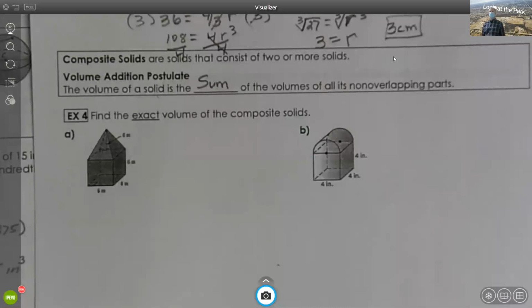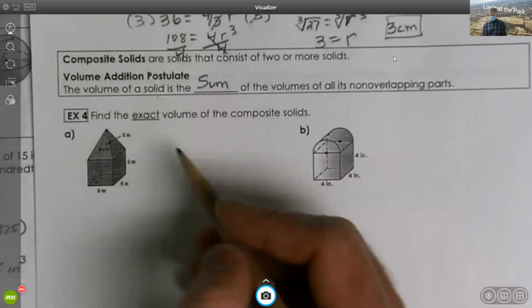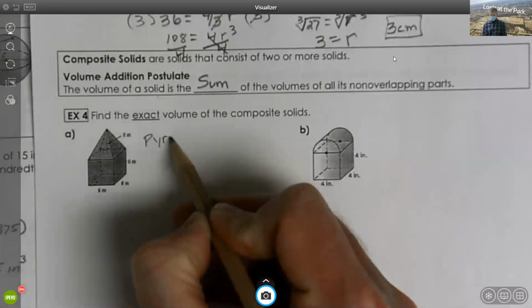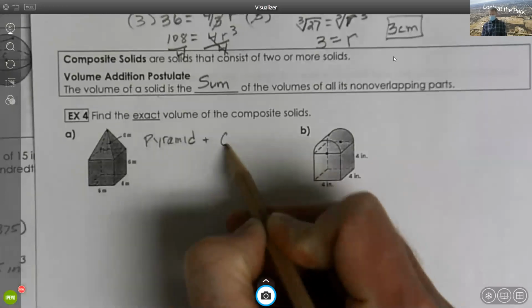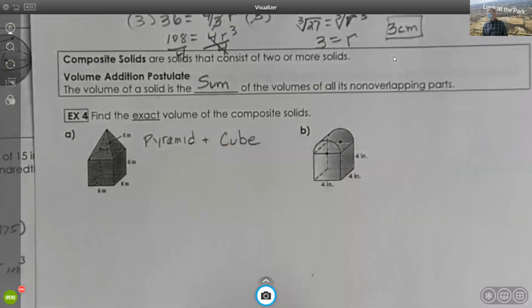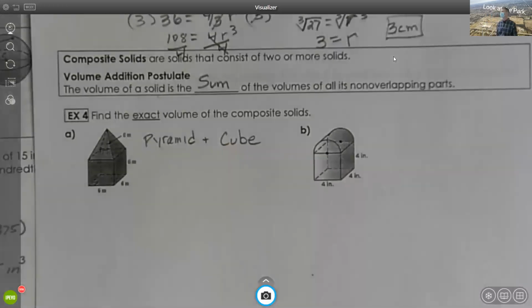All right, when we look here at this composite solid, what do you see? On top, there is a pyramid. On bottom, there is a cube. Okay, so we have 2 things that we're adding together. So we've got to keep those 2 things separate.